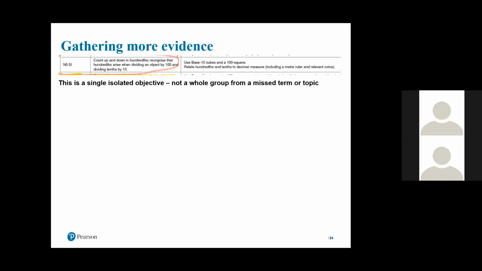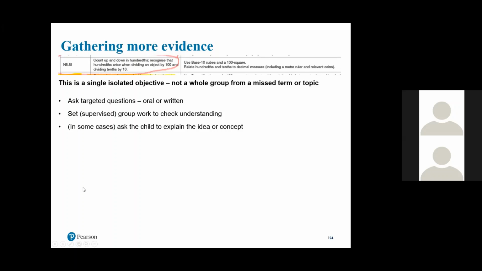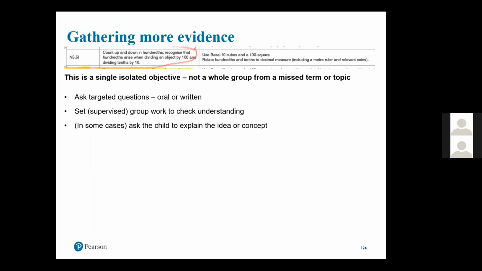So what now? I'm going to gather more evidence. At the moment, this is a single isolated objective. It's not a whole group of objectives from a missed term or topic. So I'm going to ask targeted questions, and these can be oral or written to check understanding. I might set supervised group work, and it's supervised because you want to see evidence, to check understanding. And in some cases, if it's appropriate, I might do something as simple as ask the child to explain the idea or the concept.